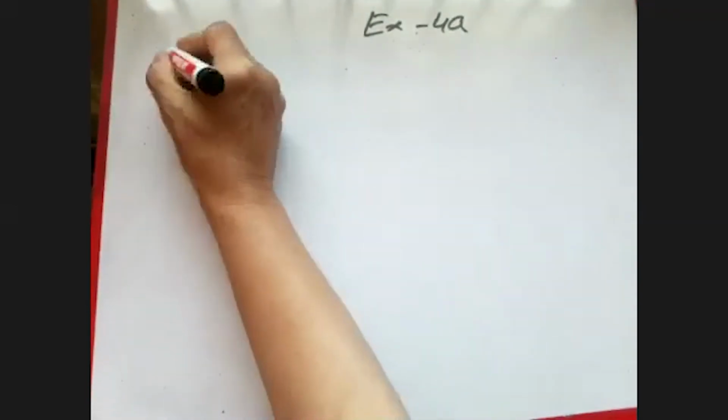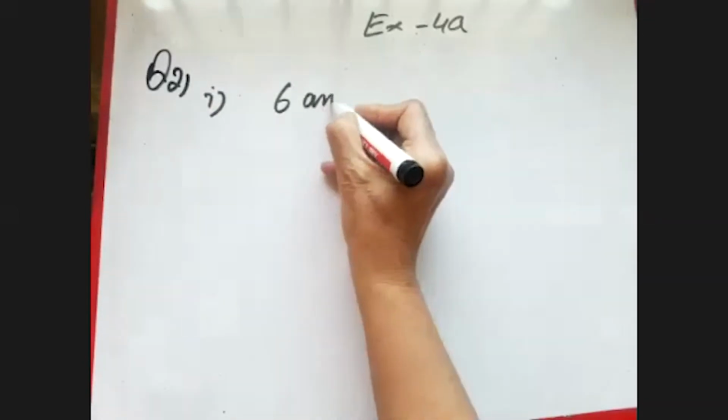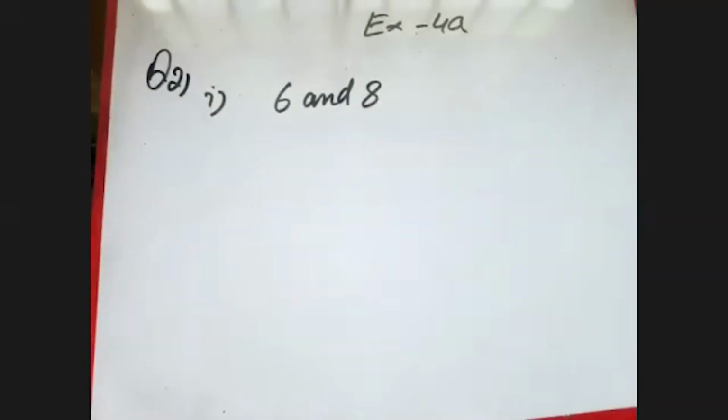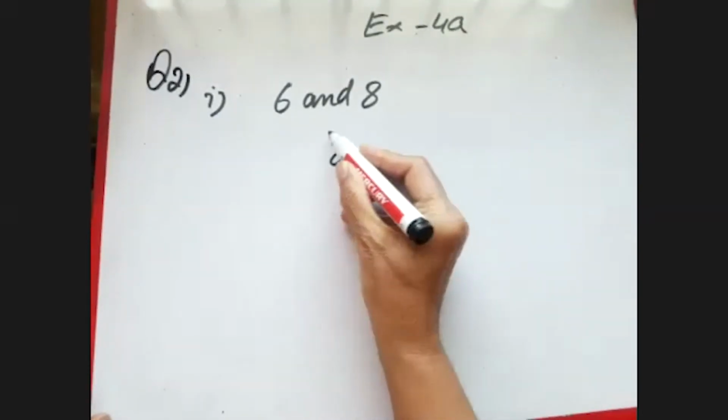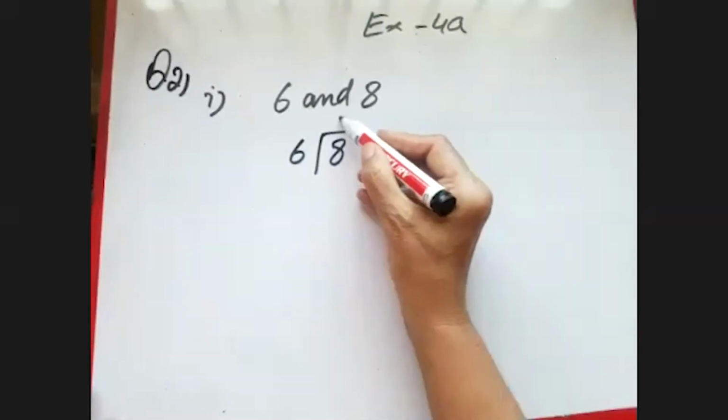The next heading is, which of the following pairs of numbers are co-primes? Give the heading by yourself. And in the first part, the numbers are 6 and 8. There are so many ways to find out whether the numbers are co-primes or not. So we will do the long division method to find out whether the numbers are co-prime or not.